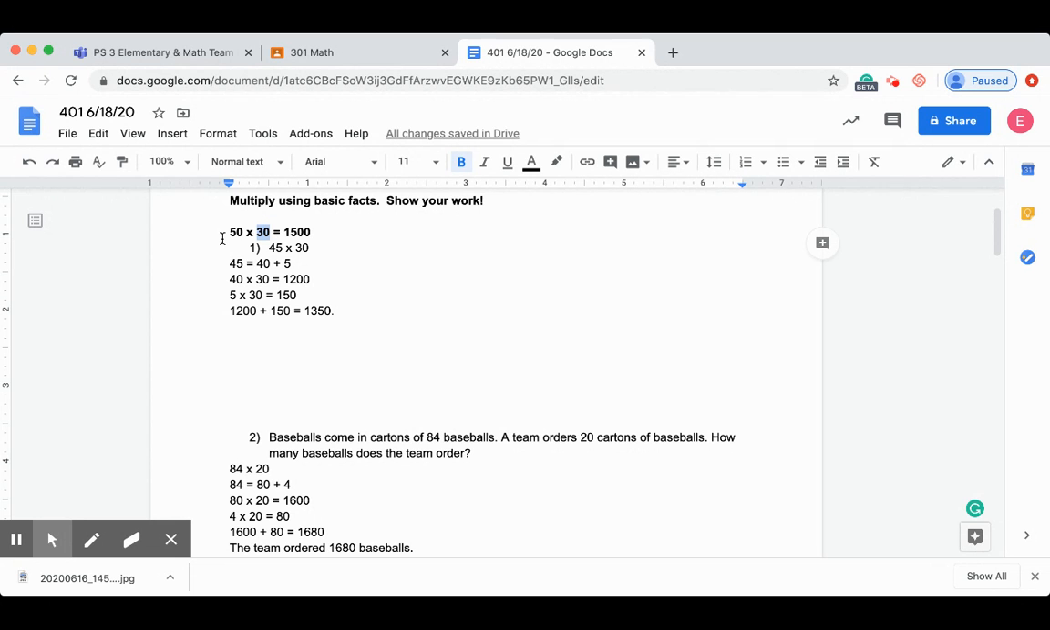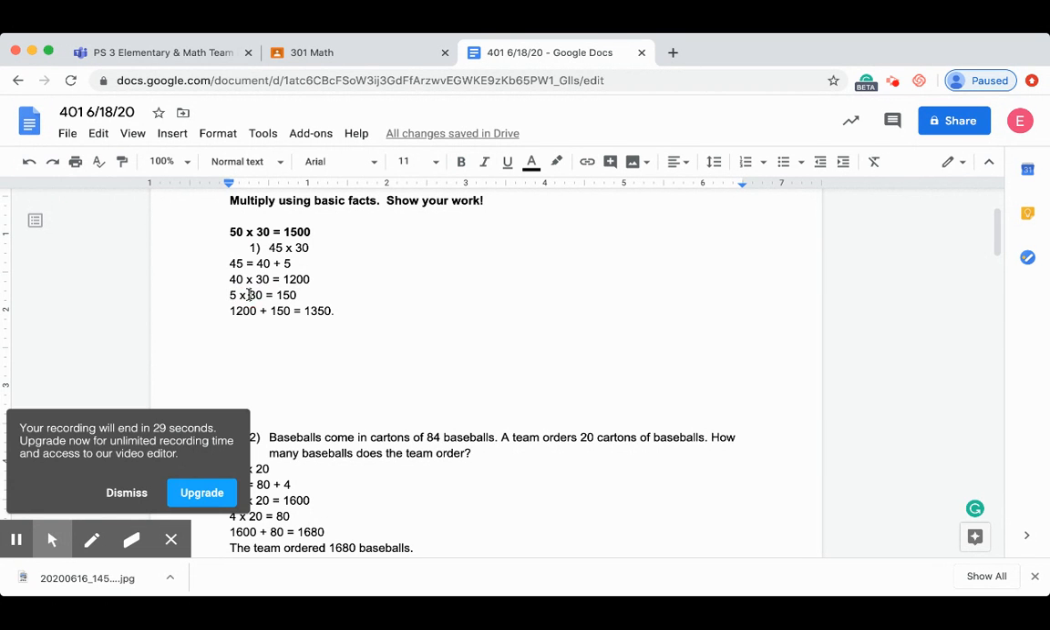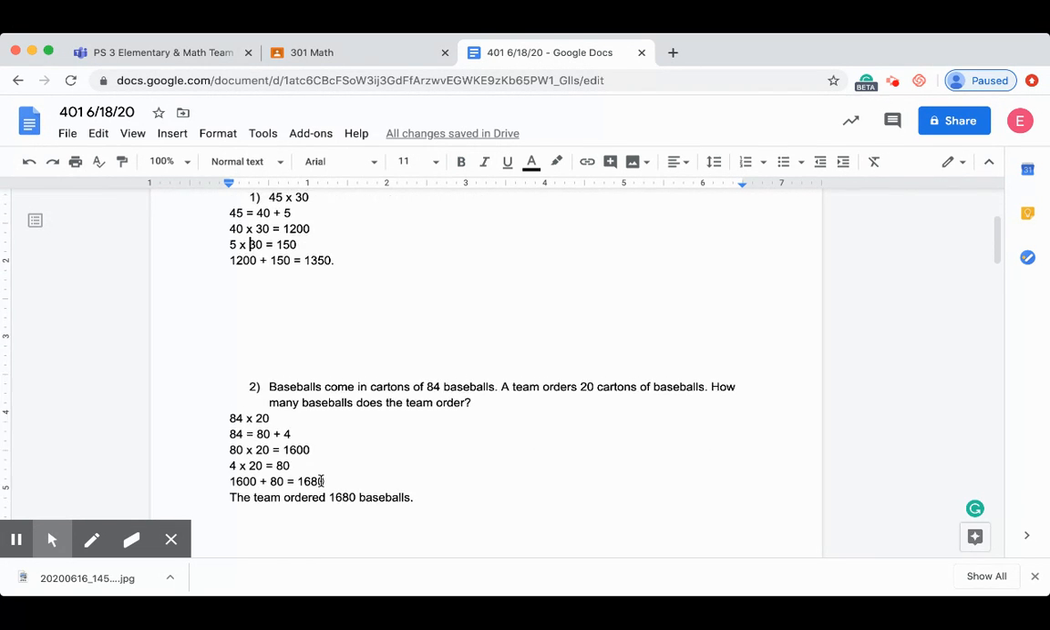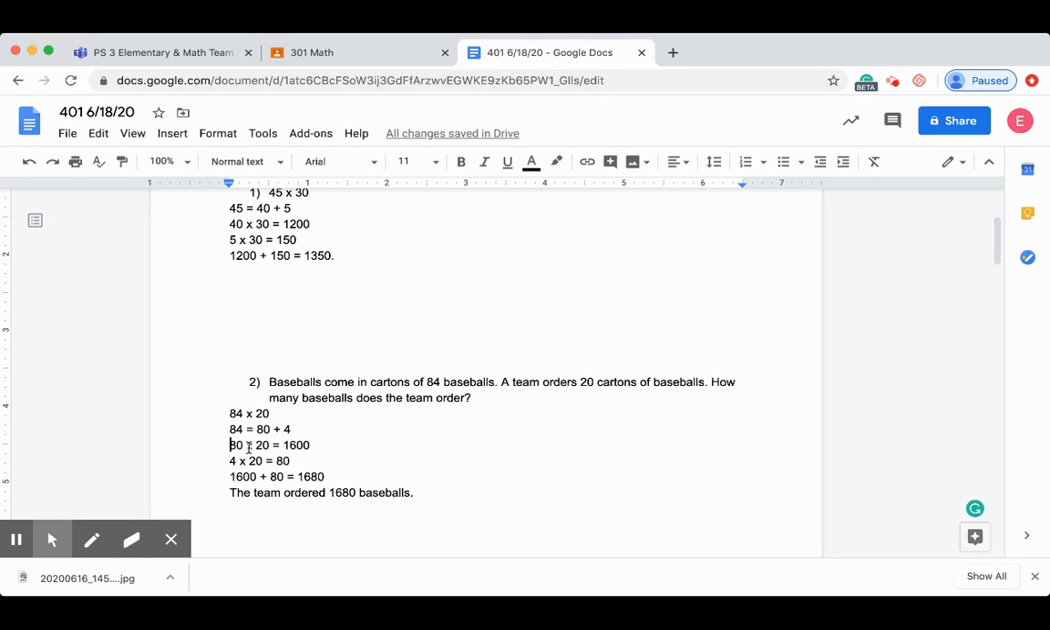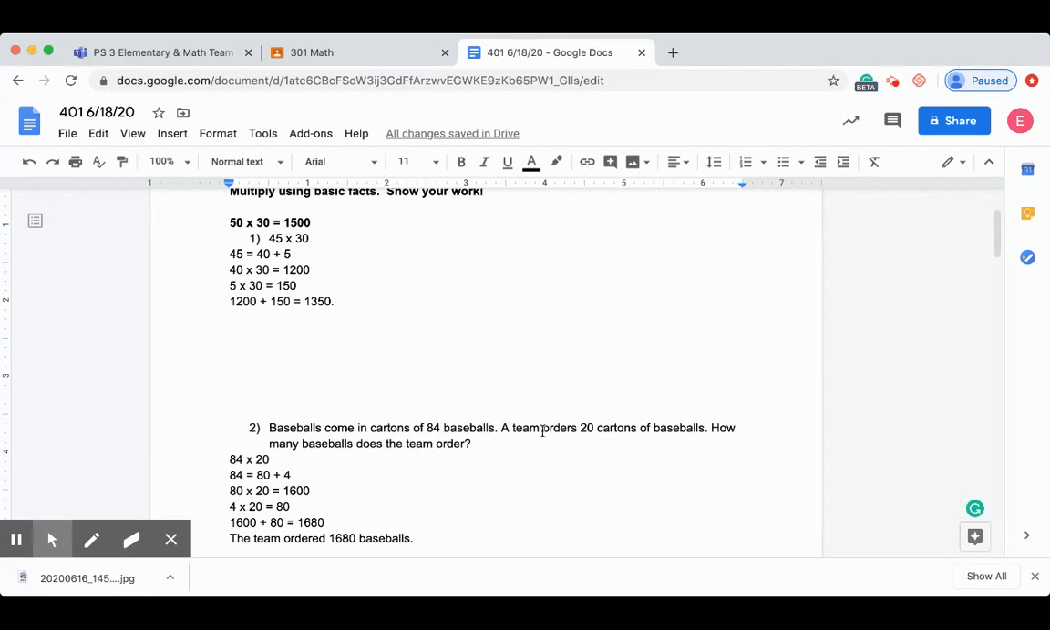In problem 1, it was 30. And you will use your basic fact. Our basic fact is the numbers without the zeros, numbers that we can easily multiply in our head. So for example, 1, it was 4 times 3. Then we added our zeros, and 5 times 3 and added our zeros. And example problem number 2, it was 8 times 2, added our zeros, 4 times 2, added our zeros, and then you add together your sums from using basic fact.